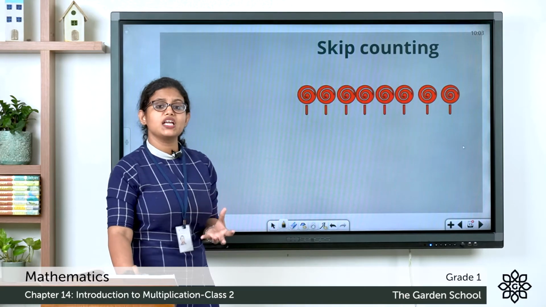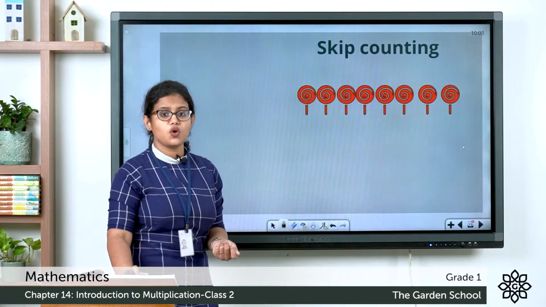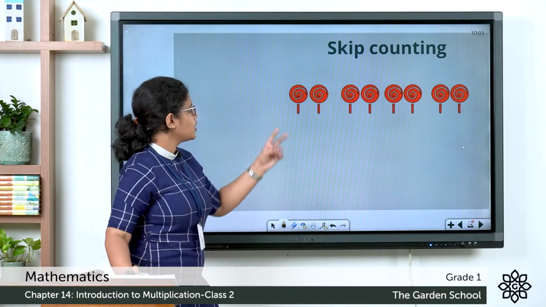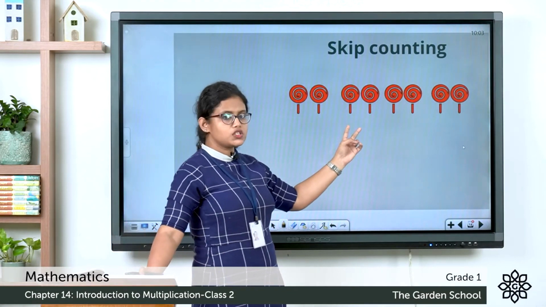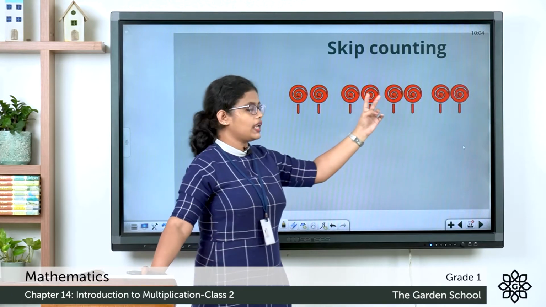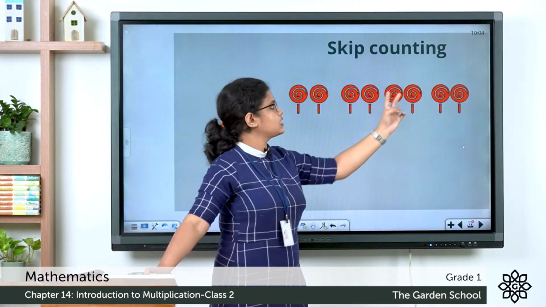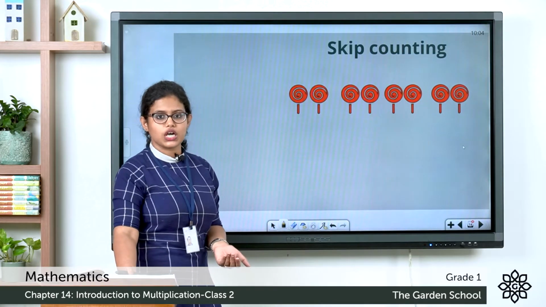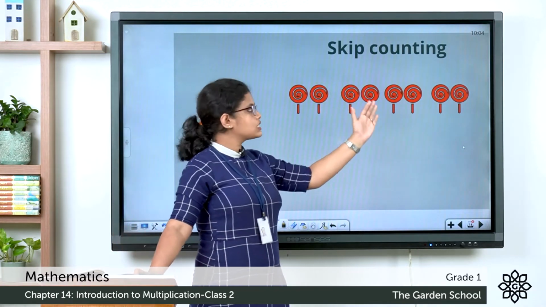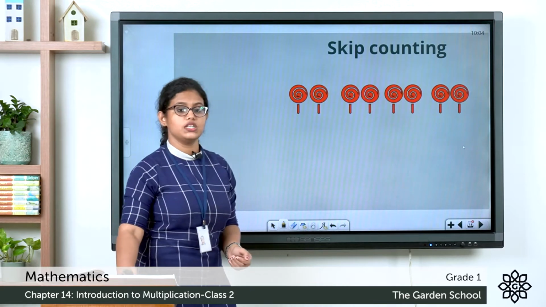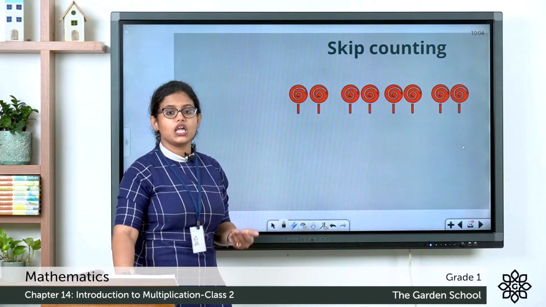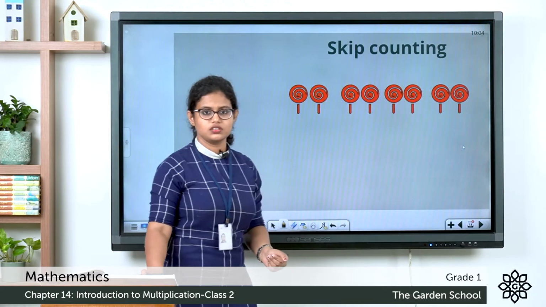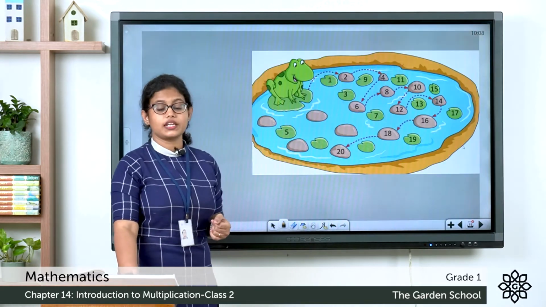In order to make it easier, we can count every 2 lollipops. See here, 2, then again 2, that is 4, then again 2, that makes 6, then again 2, 8. So it is easier for you to count 2, 4, 6, 8, which means skip counting in 2s. Now let's see another example.